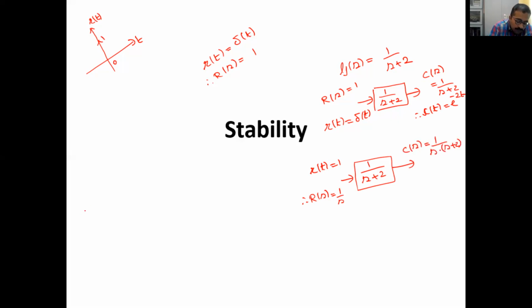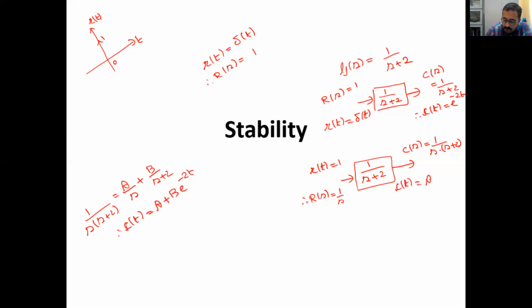How will you solve for that? 1 by s into s plus 2 can be written in partial fraction form as A by s plus B by s plus 2. If you assume A and B are known, then C of t will be A plus B e raised to minus 2t. In this response, B e raised to minus 2t is the transient part, and A is the steady state part.